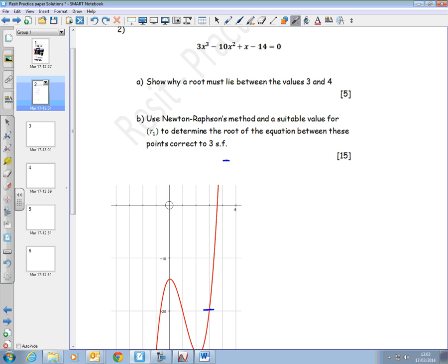In other words, it switches signs between 3 and 4. So all you have to do to prove that there's a solution is to put in x equals 3 and x equals 4 and show that one gives a negative solution and one gives a positive.